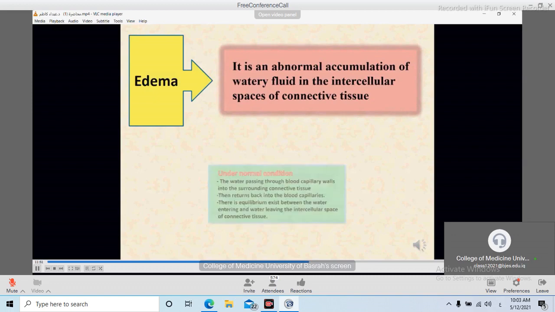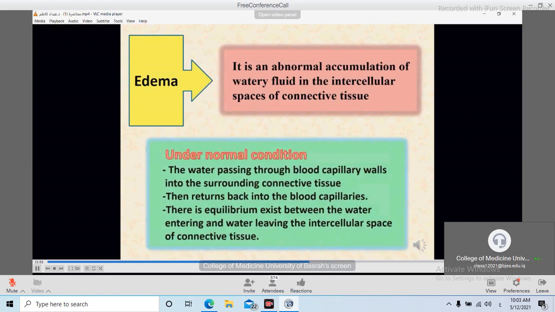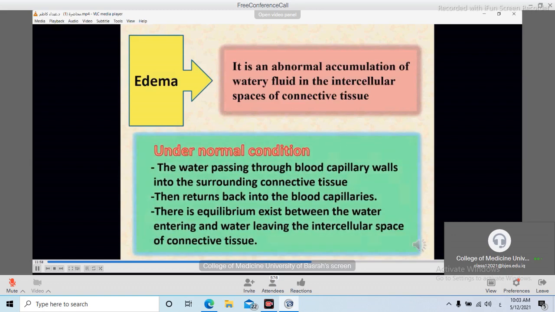tissue. Under normal condition, the water passing through the blood capillary wall into the surrounding connective tissue, then return back into the blood capillary. في الحالة الطبيعية الواتر اللي موجود بالبلاد إنه يعبر من خلال الوول into the surrounding connective tissue ويرجع بالتساوي إلى الداخل حيث هناك equilibrium between the water that exits from the blood vessels to entering the intercellular space and the water that is leaving the intercellular space of connective tissue. إذن هناك تساوي أو تعادل بين كمية الواتر الداخل الكونكتيف تيشو والخارجة الكونكتيف تيشو.